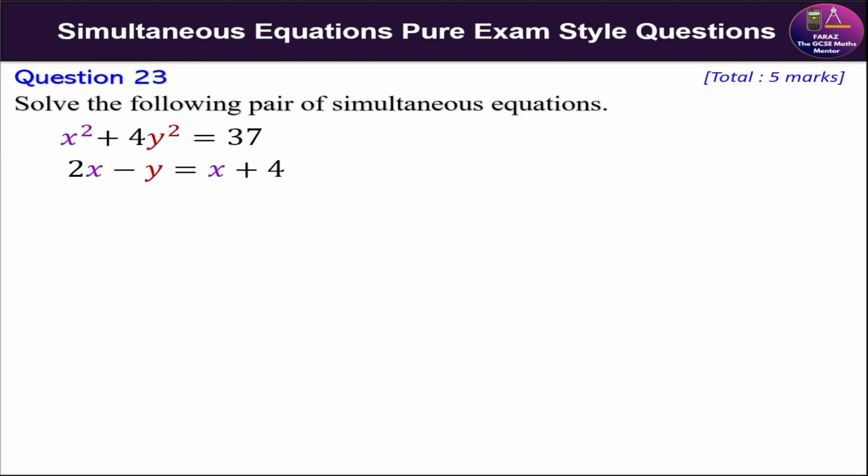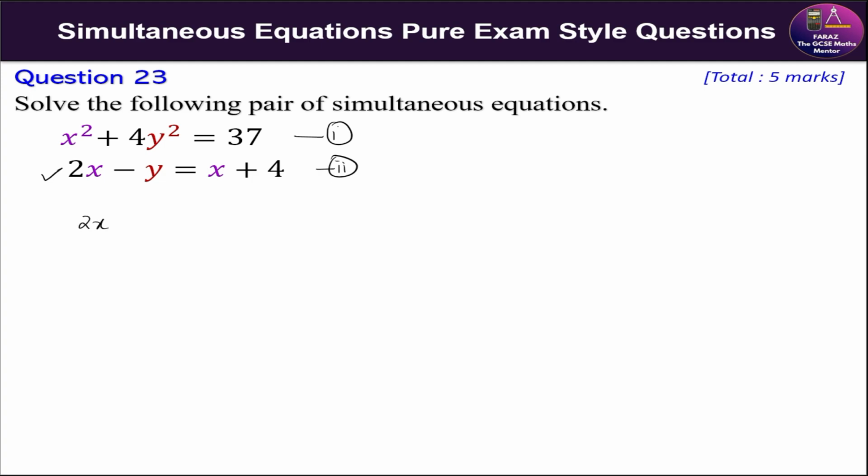Alright, question number 23. Solve the following pair of simultaneous equations: x square plus 4y square equals 37 and 2x minus y equals x plus 4. The first one is a non-linear equation, so basically we are doing non-linear simultaneous equations now. That's your first equation, and this is the second one. What you have to do first is simplify the second equation.